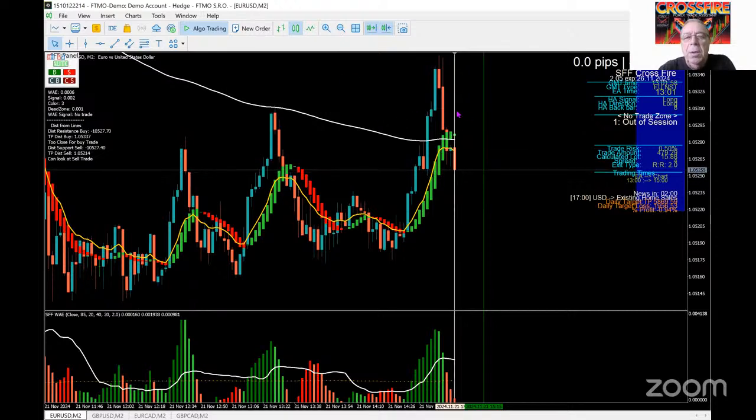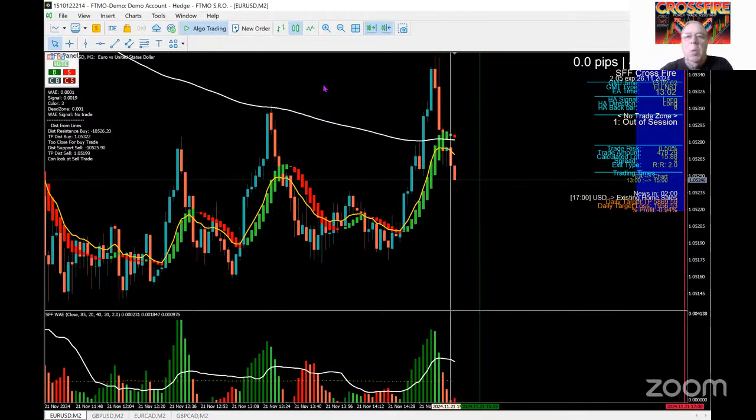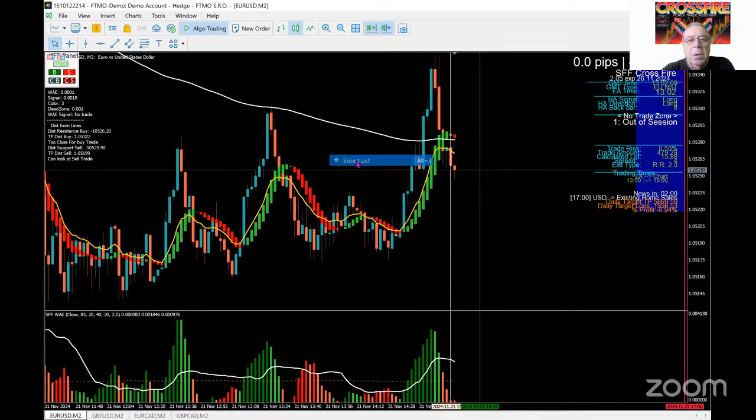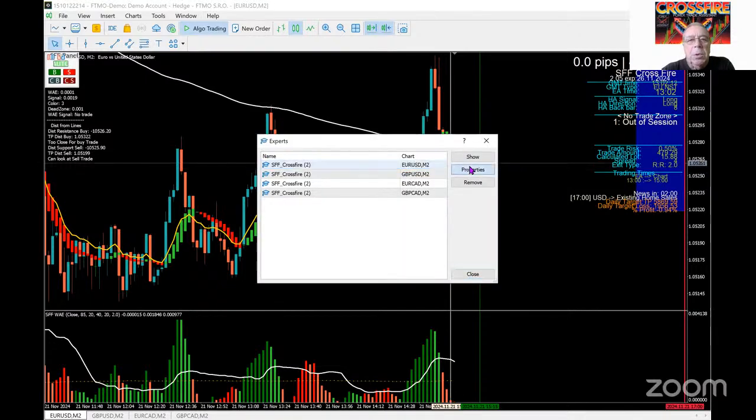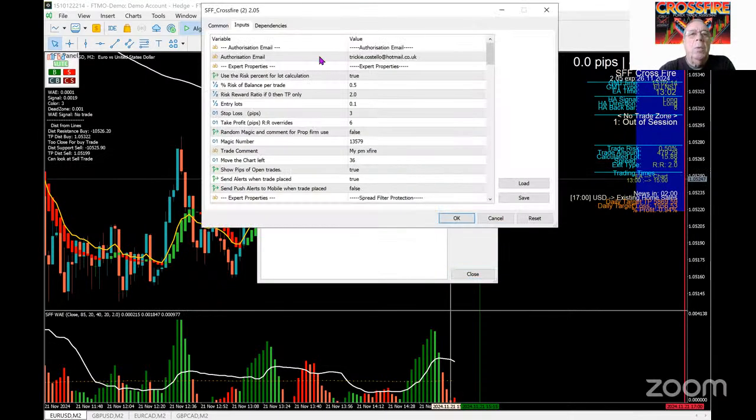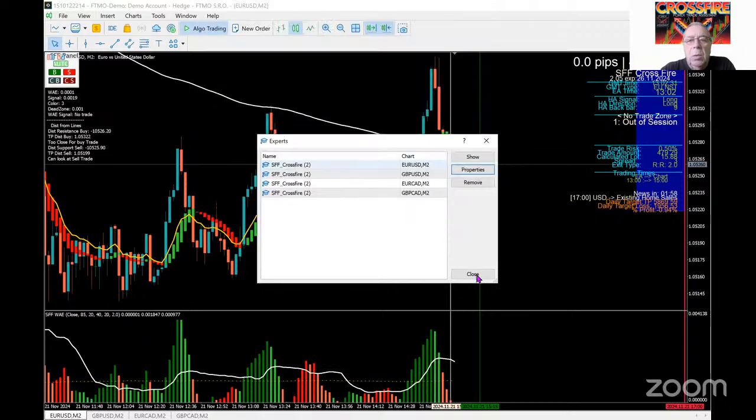This is the version that Oliver published this morning. Let me just check. If I go to expert lists and go to properties, it should show me in the top left-hand corner that I've got SFF Crossfire brackets 2.05. That is the latest version that was published this morning. So I close that.